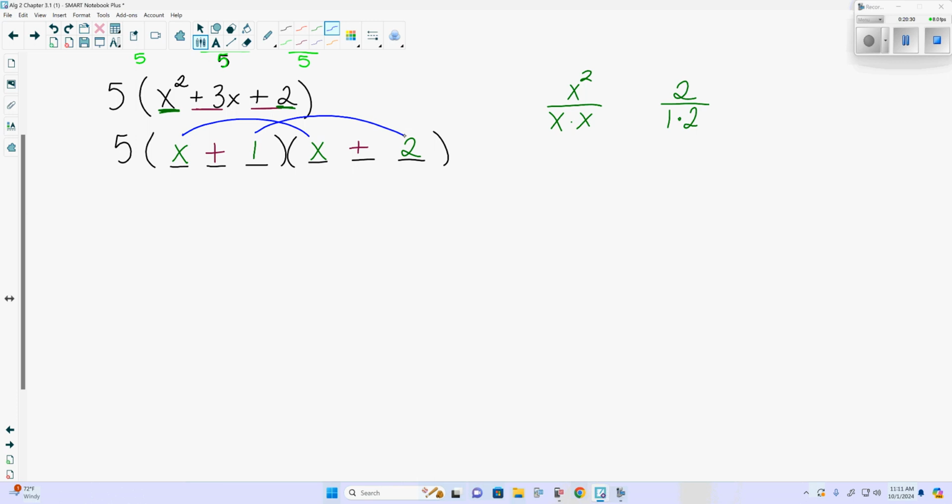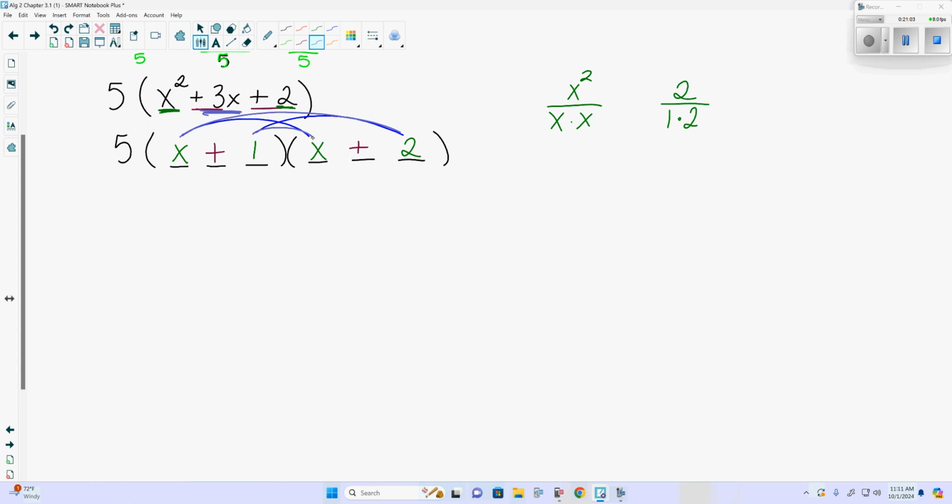Or doing 1 times 2, because 1 times 2 is 2, because where did we get 1 and 2 from? The factors of 2. The main one we're checking for is the middle term, the 3x. And where we get the 3x from is our x times 2 and 1 times x. These are the ones I check. Question?